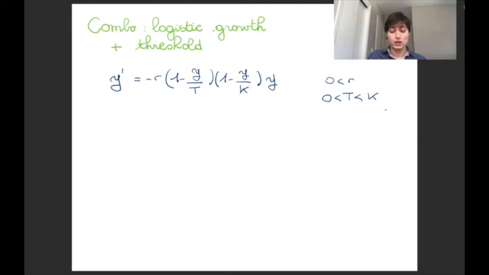So we want to combine the logistic growth model, which was good for big populations, and the critical threshold model, which was good for small populations. We do that by just, as simple as that sounds, multiplying the two things together, kind of. So what we have on the right-hand side is minus r times the block that we built for the threshold model and the block that we built for the logistic growth model, times y. Here we expect the threshold to be smaller than the carrying capacity and r to be positive as well.